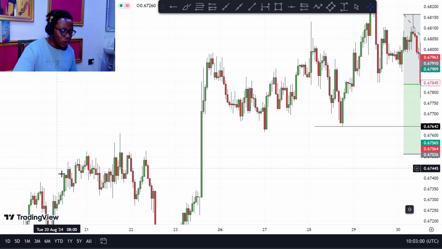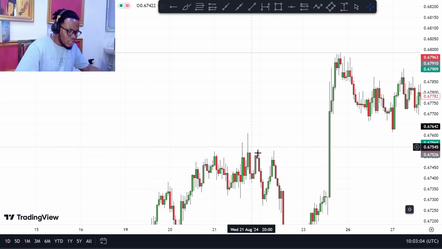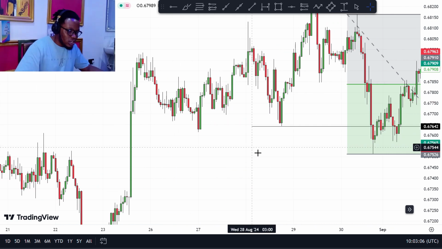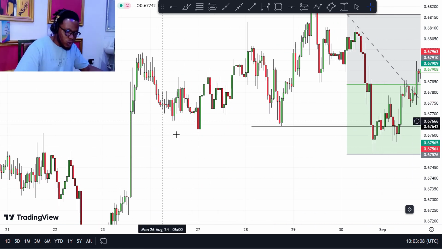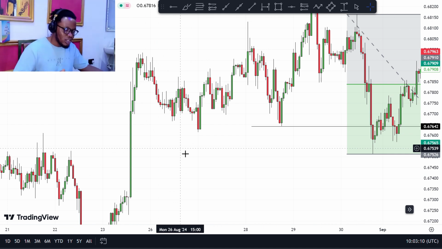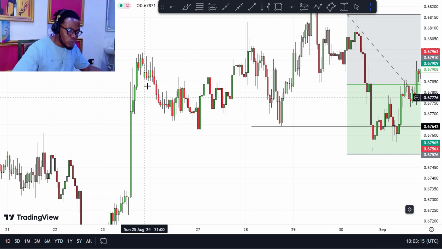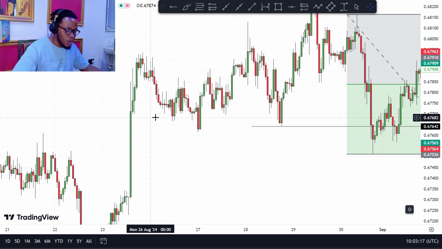The thing that I've been showing you guys from the beginning, there is a continuous structure as you keep going down to the lower time frame. If you go down to the lower time frame now, you will be seeing lower high, lower low, lower high, lower low at this whole retracement here. I don't know if you're understanding me.